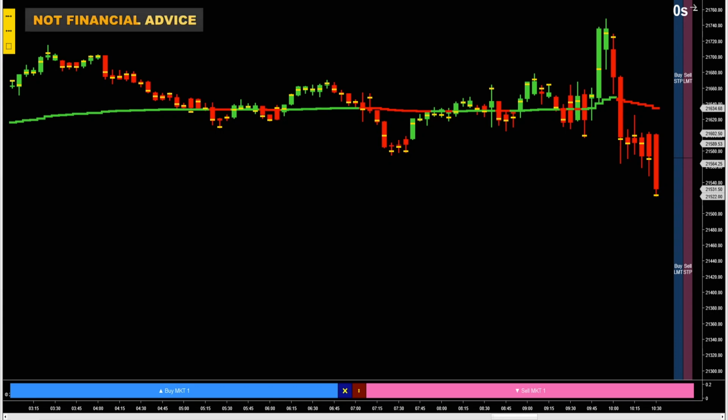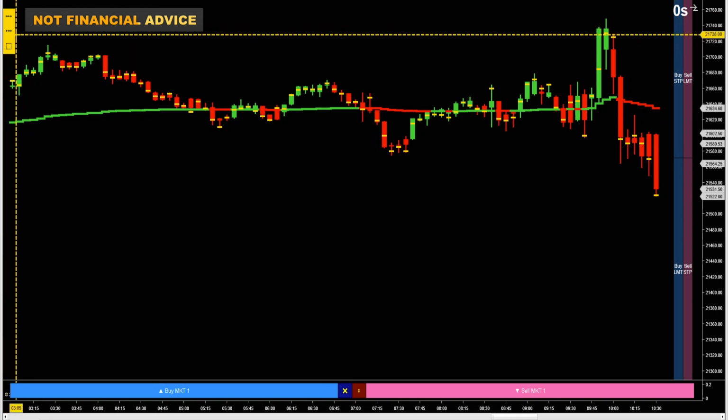In this video, I'm going to show you a way that you can use the point of control in each candle as potential support and resistance by looking for clusters of point of controls that are at the same price point. This is a 5-minute NQ chart. I've got my quick drawing tool over here.